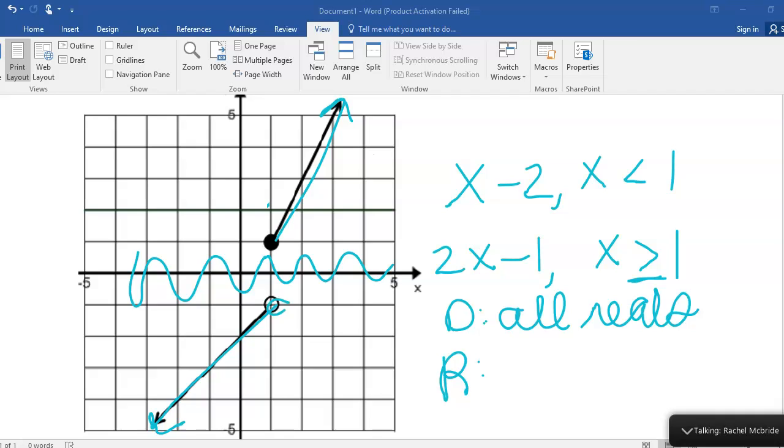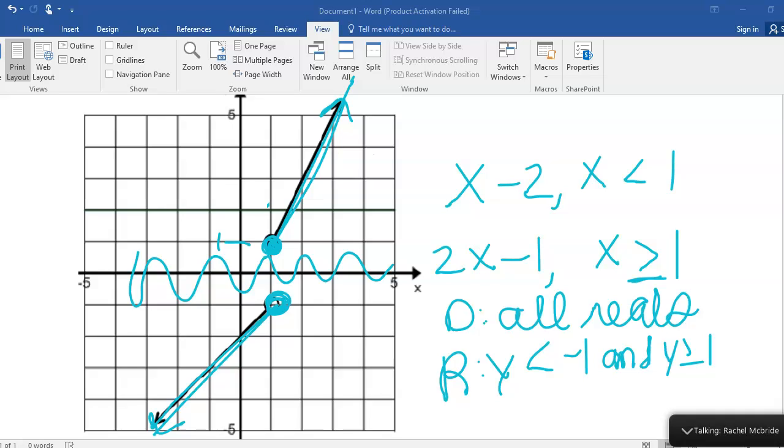This one is going to give me all the y values less than -1 and down. So that's y values less than -1. This one gives me all the y values from 1 and up. So y is less than -1 and y is greater than or equal to 1.